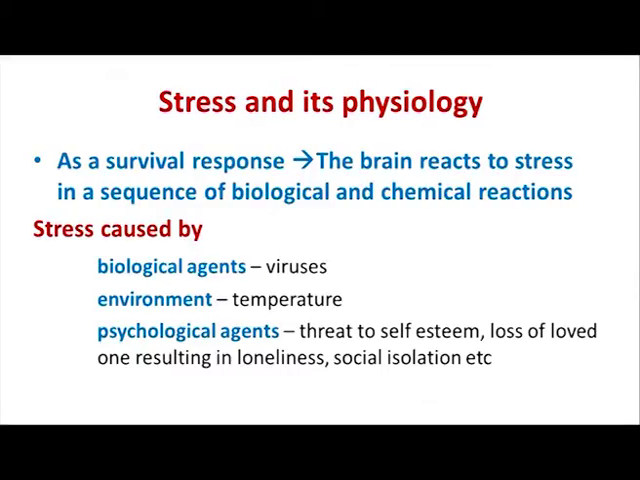But again, to come back to it, stress may be caused by biological agents like viruses and bacteria, the environment, that can be temperature or weather conditions, and psychological agents, such as a threat to self-esteem, loss of a loved one resulting in loneliness, social isolation, being publicly ridiculed, etc.